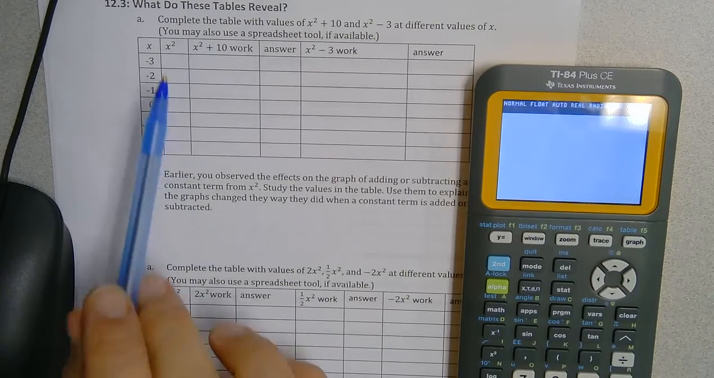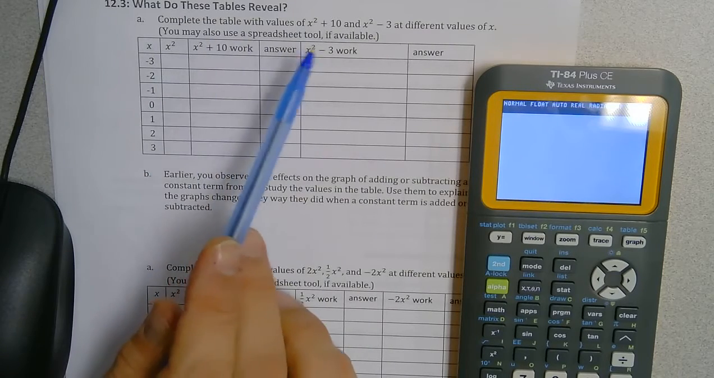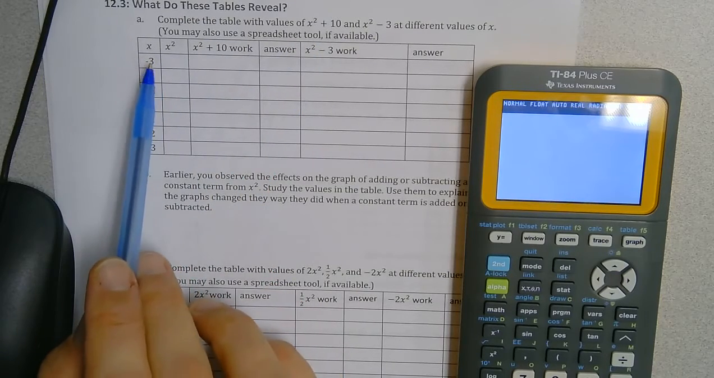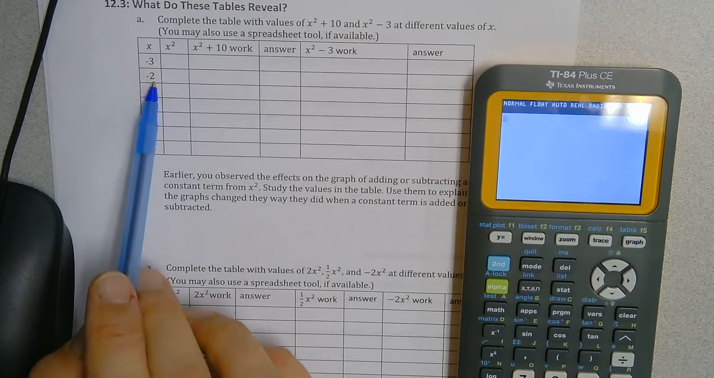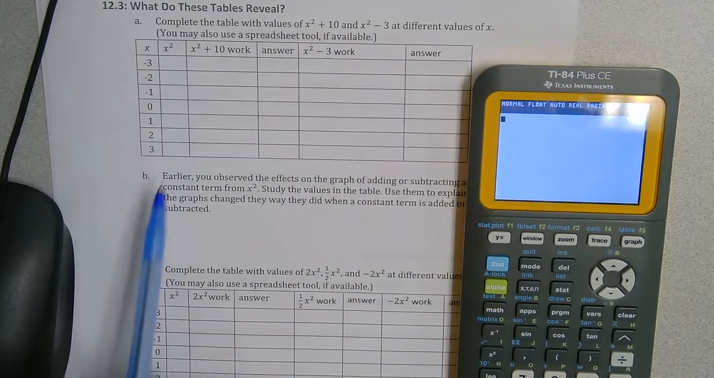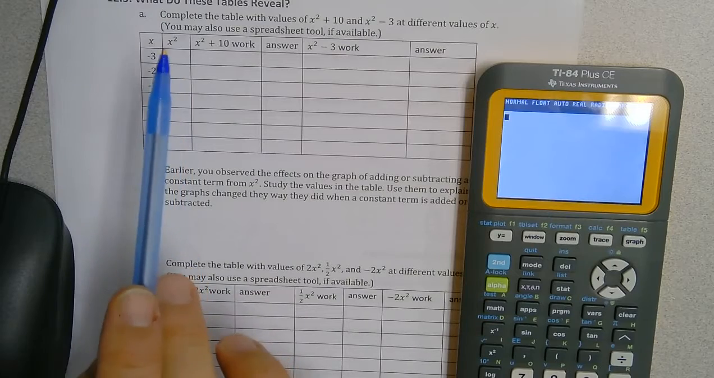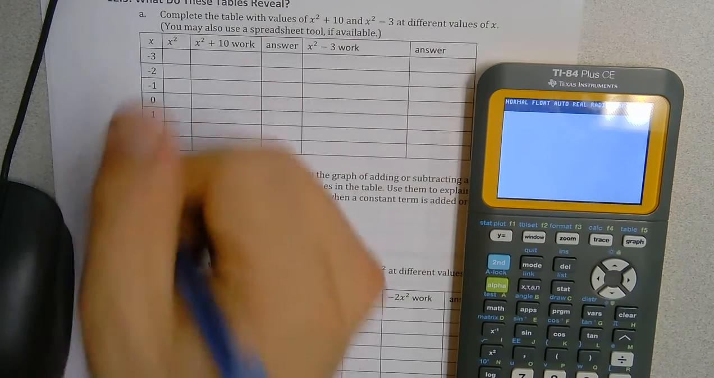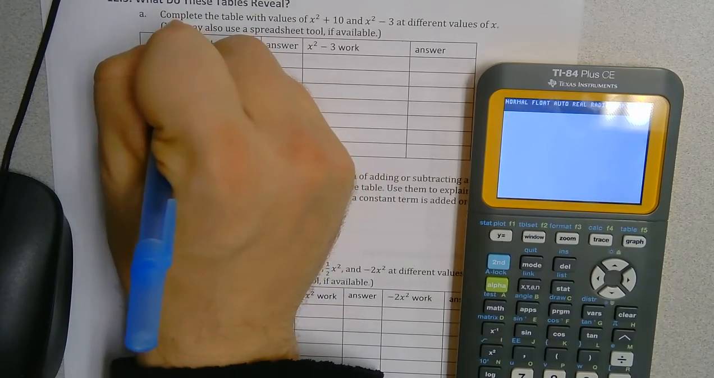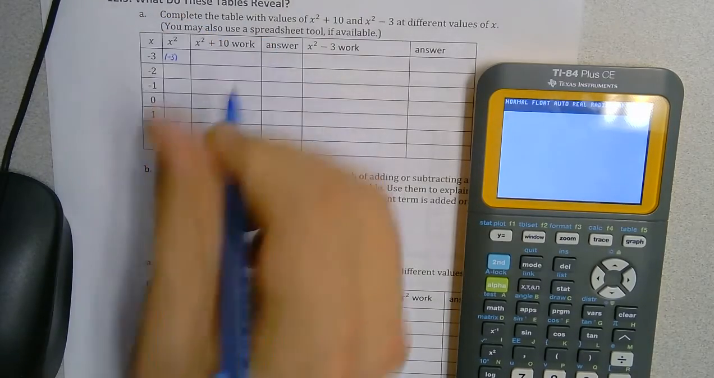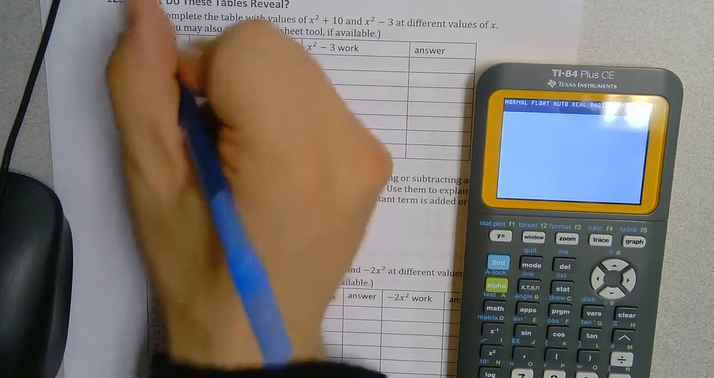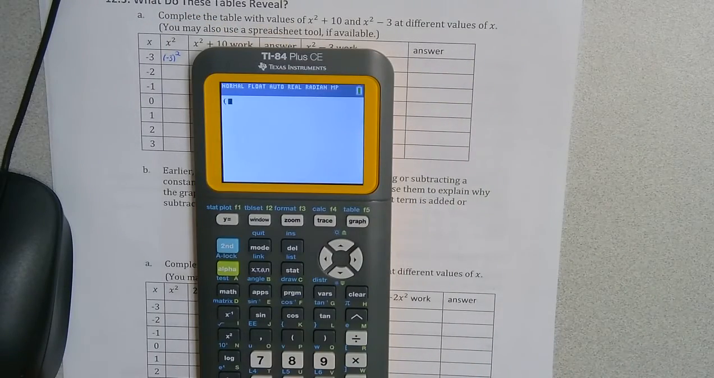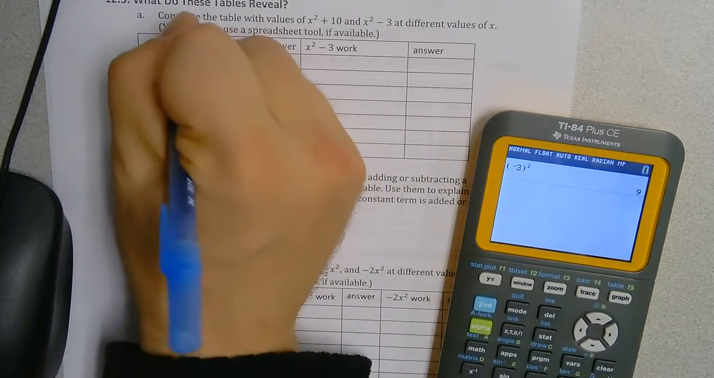So now, ladies and gentlemen, we're going to look at completing the table for our inputs, -3, -2, -1, 0, 1, 2, and 3 for x. We're going to square those, do some work, and add 10, and then get an answer. So if I do -3 squared, we'll start by putting that in a calculator. You must put them in parentheses if you square a negative. And in doing that, -3 squared is 9.